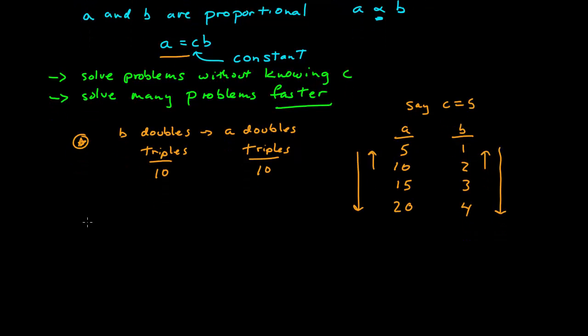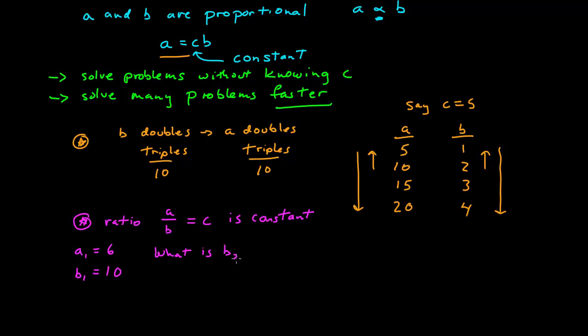Another way is to consider ratios. Given this relationship, the ratio A over B, which is equal to C, is constant for any set of values A and B. For example, if you're given that one value of A, which is 6, results in a value of B, which is 10, and then maybe we want to know what is B2 if A2 is equal to 9.